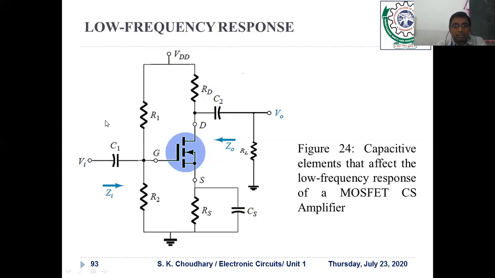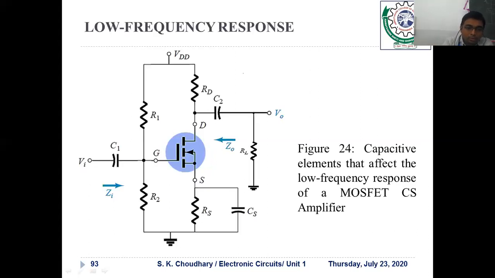This is the circuit diagram where we have to show all the coupling capacitors and the bypass capacitor. If you look at this diagram, C1 and C2 are the coupling capacitors, and CS is the bypass capacitor. We have not yet shown the junction capacitance, the stray capacitance and the wiring capacitance. We draw those for the high frequency response. For the low frequency response, these three capacitors are responsible.